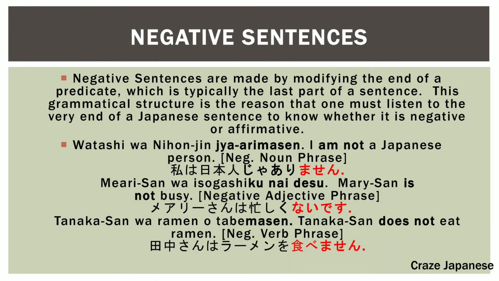Well, now let us learn how to form negative sentences. We know the three types of sentences: adjective phrase, noun phrase, and verb phrase. Negative sentences are made by modifying the end of a predicate, which is typically the last part of a sentence. This grammatical structure is the reason that one must listen to the very end of a Japanese sentence to know whether it is negative or affirmative.